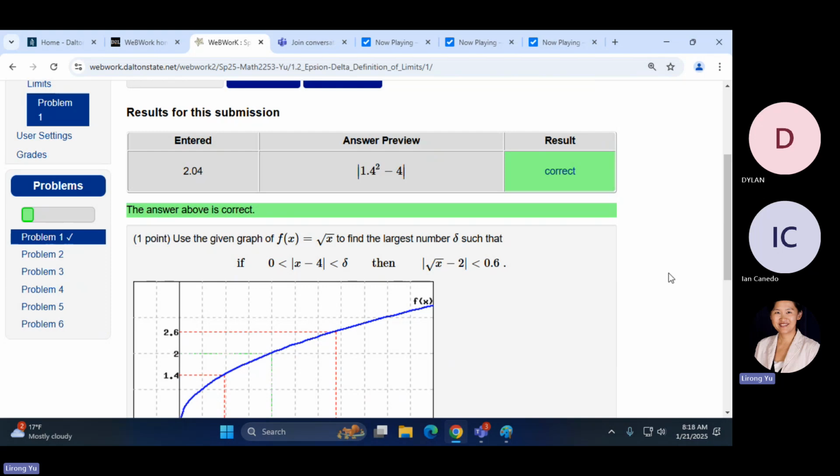Essentially, the answer is supposed to be 2.04. WebWork allows you to enter the formula as long as it's all numbers, and it does the calculation of those numbers for you. So the answer for this question is 2.04. Does that answer your question? Okay, so that was question 1.